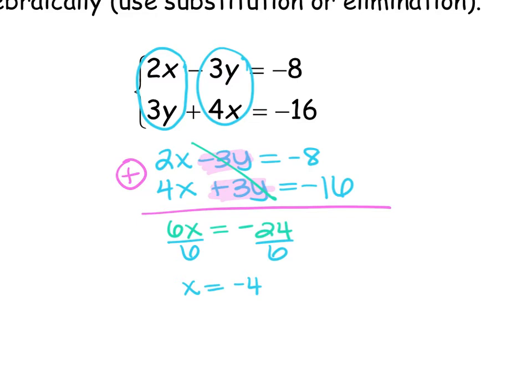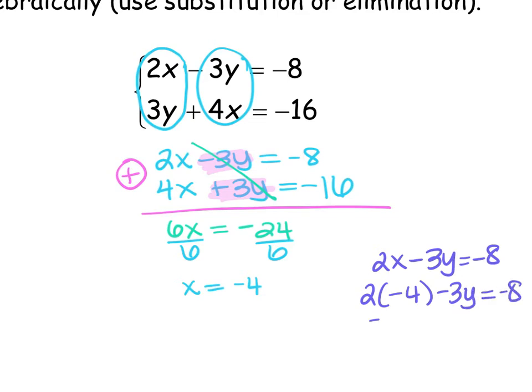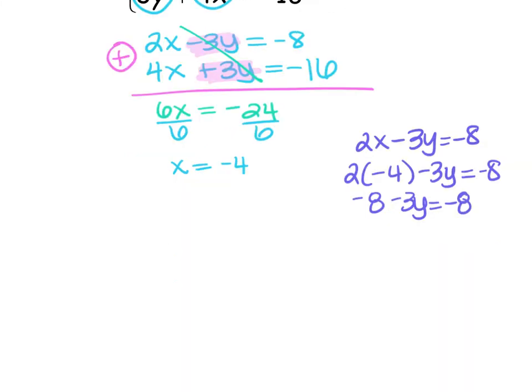Now, once we know what x equals, we can plug back into either of the equations to solve for y. I'll plug into the first one. 2x minus 3y is equal to negative 8. We know that x is negative 4, so 2 times negative 4 minus 3y is equal to negative 8. That's negative 8 minus 3y is equal to negative 8.